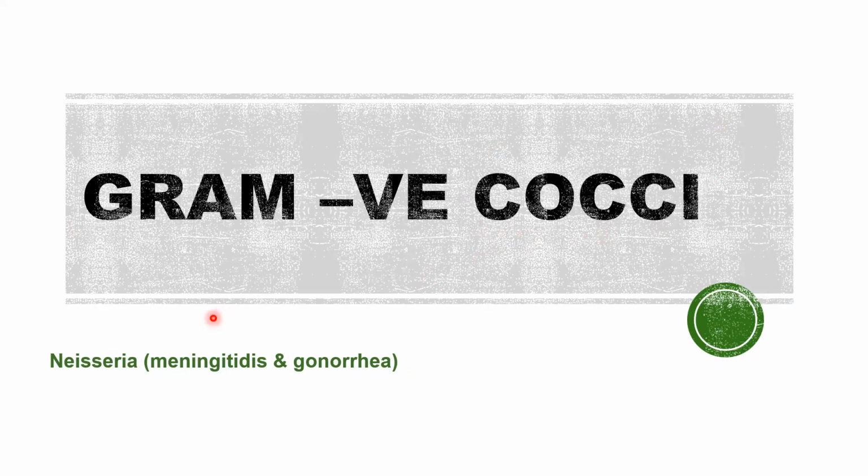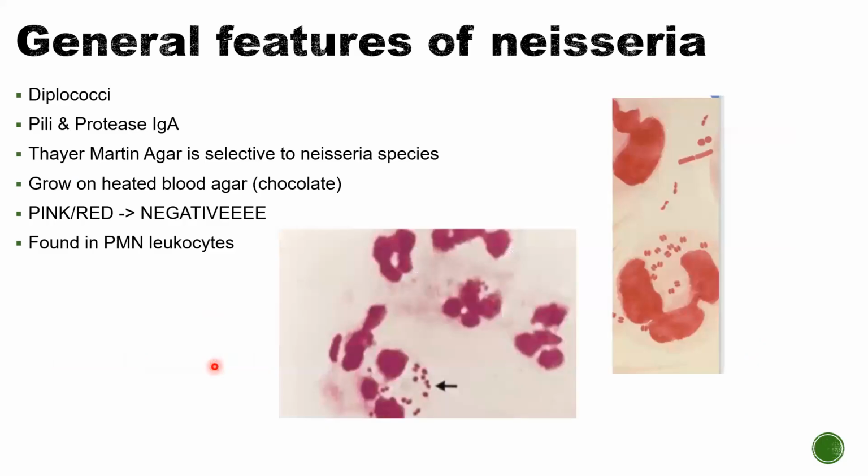Okay, so we have two types of Neisseria. We have meningitidis and gonorrhea. Okay, so there are general features of Neisseria. They're not specific to meningitidis or gonorrhea. They're just features of Neisseria in general. Okay, so these are the features. Basically, as you can see, they're bright pink. Okay, pink or red, which means it's gram-negative. Okay, not positive. There's no hint of blue.